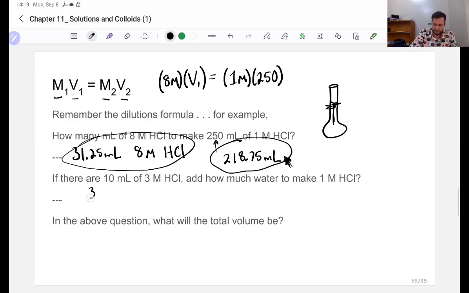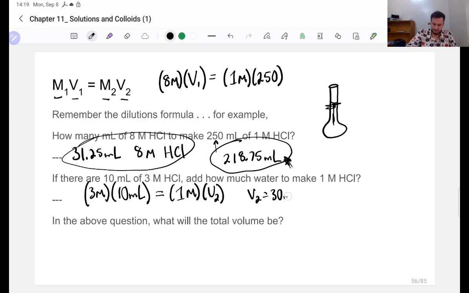Well, we're going to use the formula again. So we have 3 molar times 10 milliliters of it. So what would be the final volume if it was all 1 molar? Well, if we do the math here, we'd get volume 2 equals 30 milliliters. But that is not our final answer, because that's the final volume.